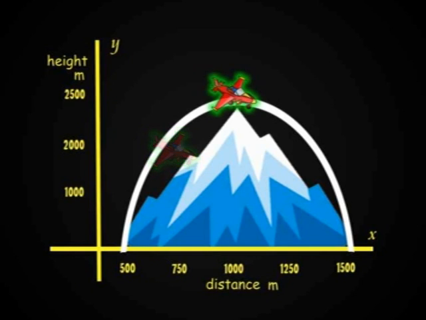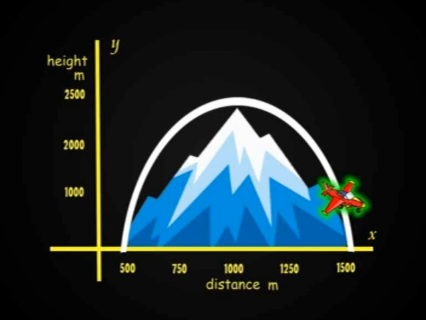At 1,000 meters from the start of your journey, you are 2,500 meters above sea level, and that is the tip of the mountain. At 1,250 meters from the start of your journey, you are 2,000 meters above sea level, and at 1,500 meters from the start of your journey, you are now back to 1,000 meters above sea level.